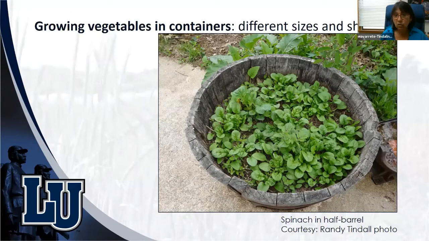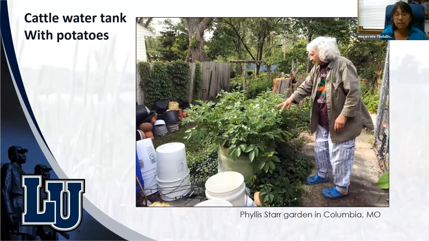So another way to grow vegetables is in containers. This one was an old half barrel that we had at home with my husband, and we planted spinach. And then later on we planted radishes in between. And for another example, you can use old cattle water tanks.